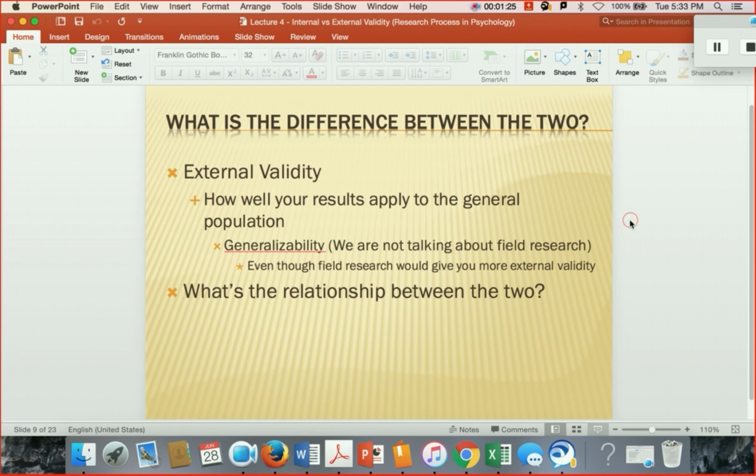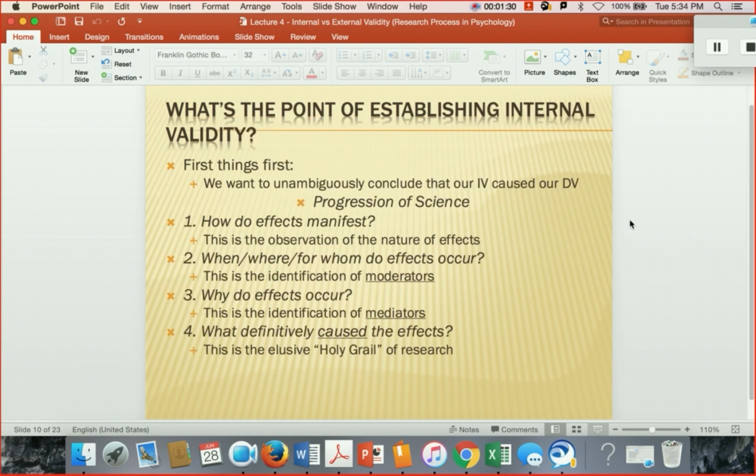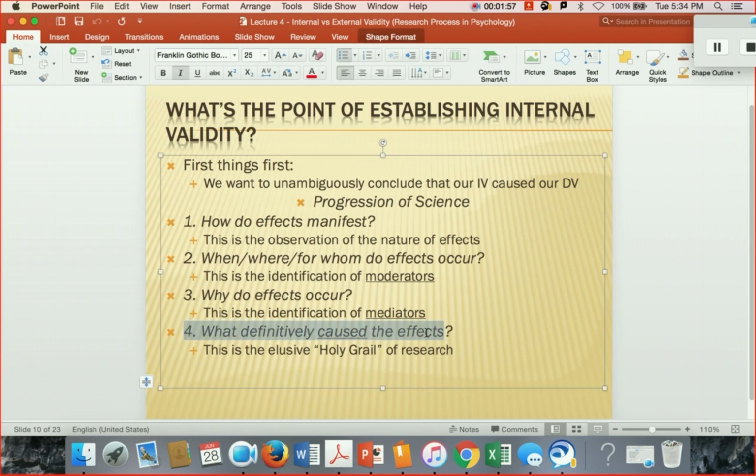All right, so let's go ahead and continue on with our discussion associated with internal and external validity. When we look at this aspect of internal validity, the major question we end up having is what's really the point of establishing internal validity? The reason we want to establish internal validity is because we want to unambiguously conclude that my IV caused my DV. Because remember, in point number four, the progression of science, I really want to definitively establish causation.